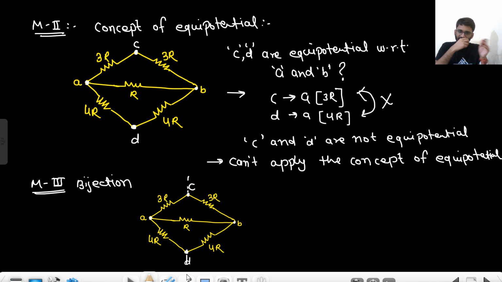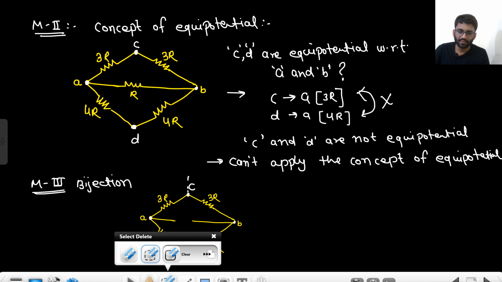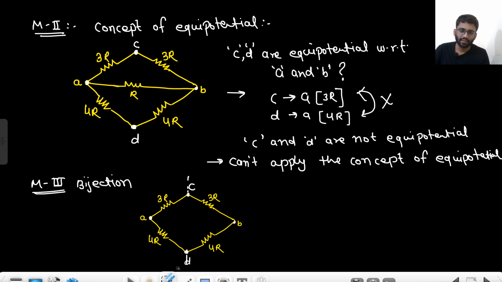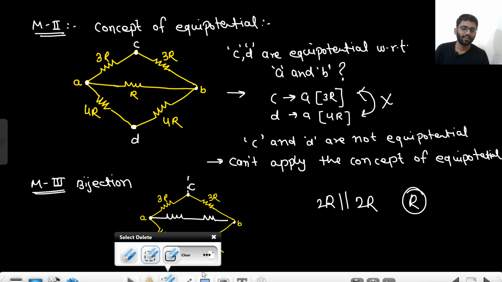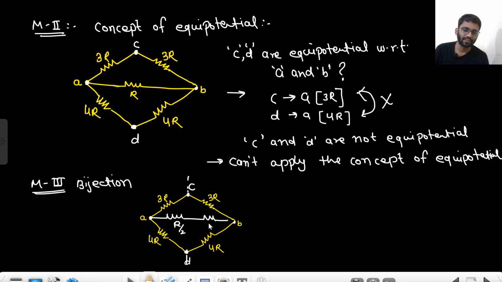But in between, there is some R. So to make both of them equal, what will I do? I will just replace this R with R by 2 on this side and R by 2 on this side. In the previous problem, I made it 2R parallel with 2R. So 2R parallel will give me R only. And now R by 2 and R by 2 in series will give me R only. So I will just bisect it and I can calculate the equivalent on this side.